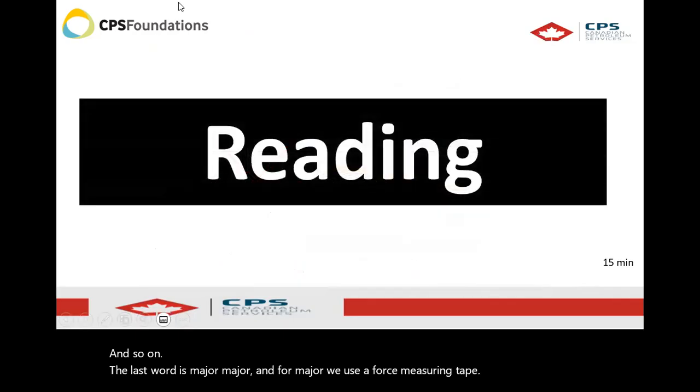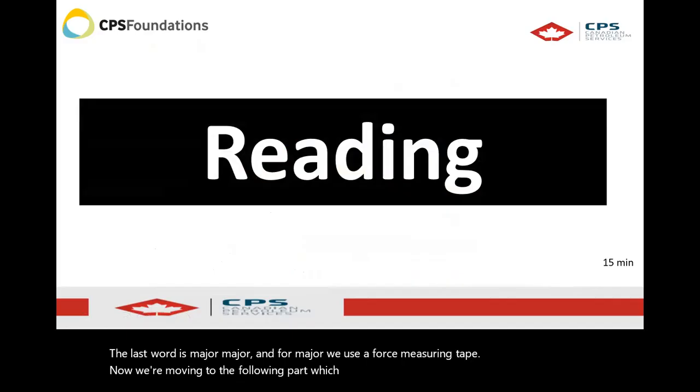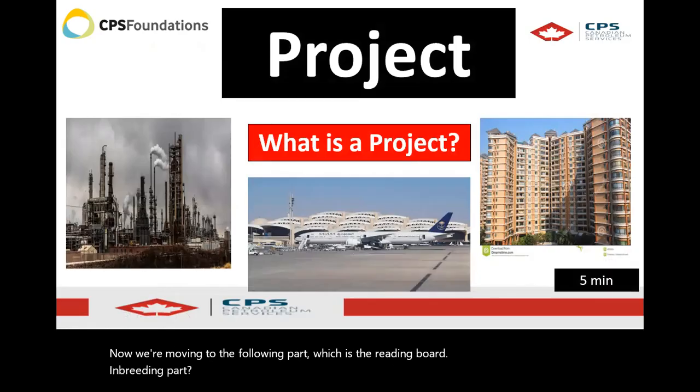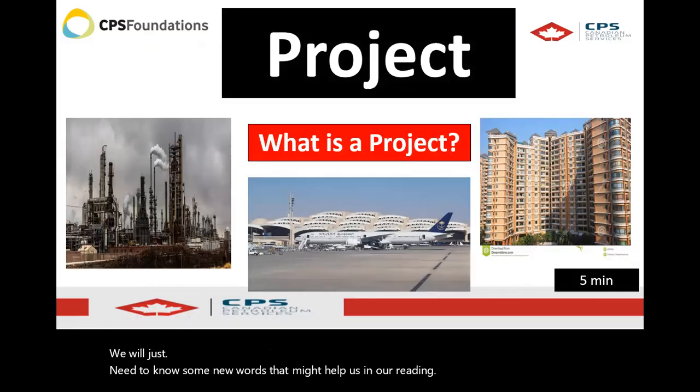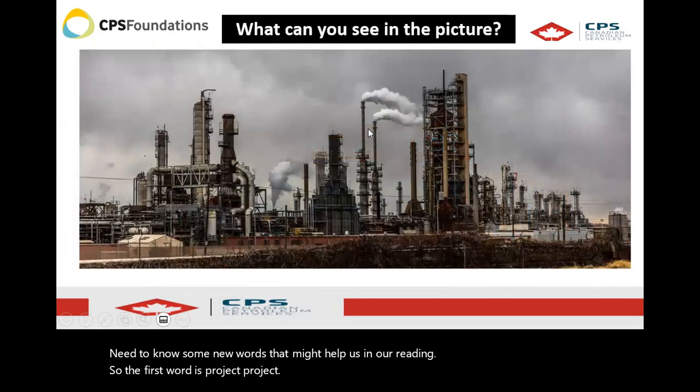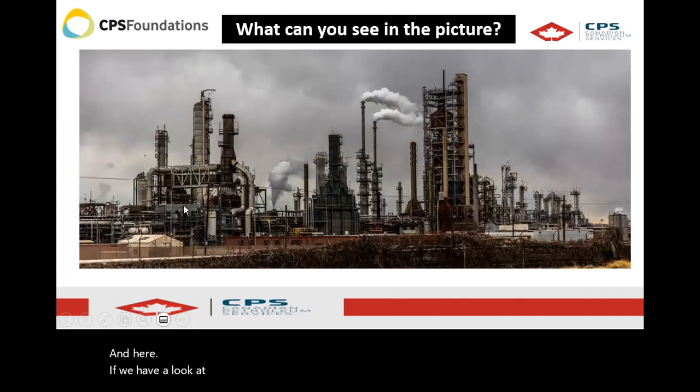Now we're moving to the following part, which is the reading part. In the reading part, we will just need to know some new words that might help us in our reading. So the first word is project. And here, if we have a look at this picture, we can see that there is a refinery or a factory.